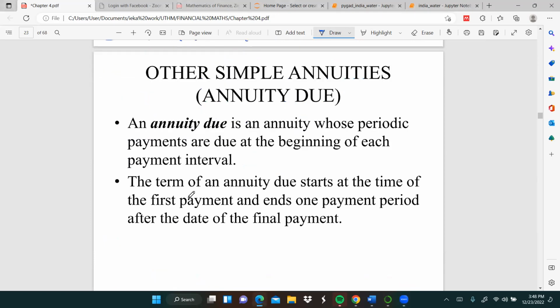Okay. Next, we have annuity due. So, kalau tadi, ordinary simple annuity is at the end of the payment interval. Kalau annuity due ni, the due is at the beginning of each payment interval. The term of an annuity due starts at the time of the first payment and ends one payment period after the date of the final payment.